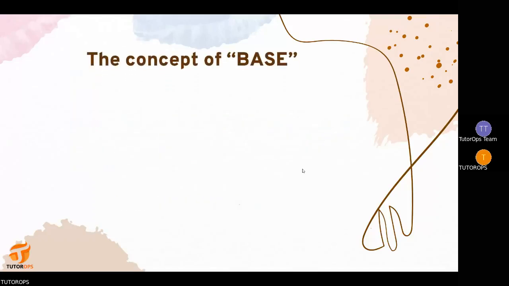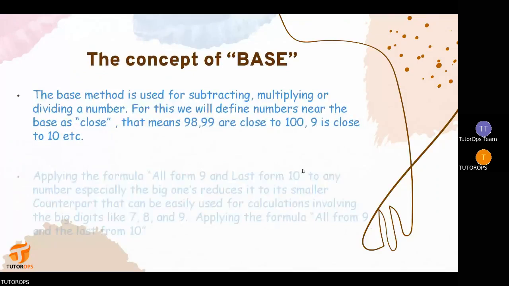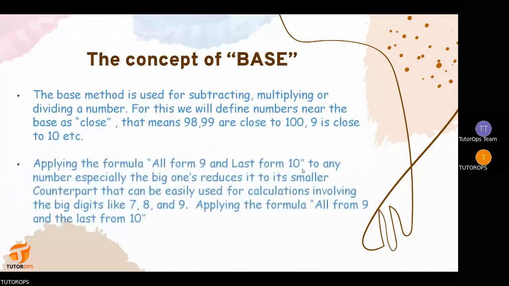Now, what is a base method? In base method, the base method is very useful for subtracting, multiplying, and dividing a number basically. But for this, we will define numbers near the base as close. That means 98, 99 are close to 100, 9 is close to 10, etc.